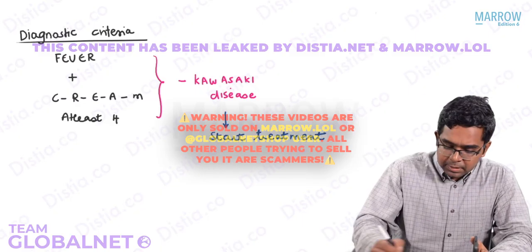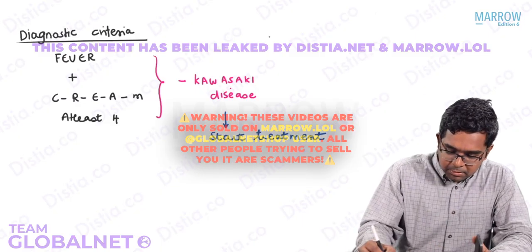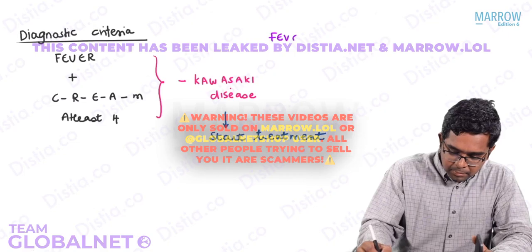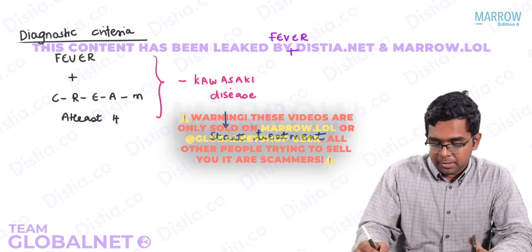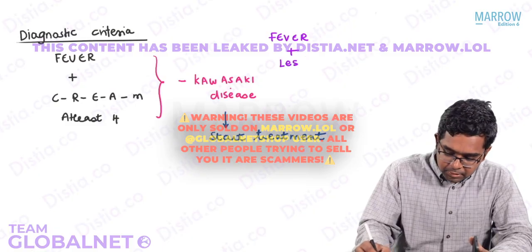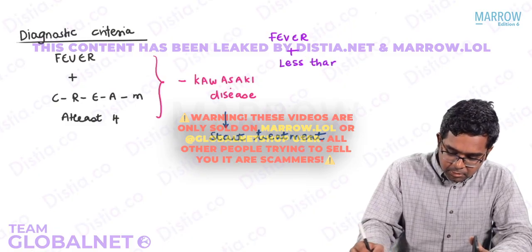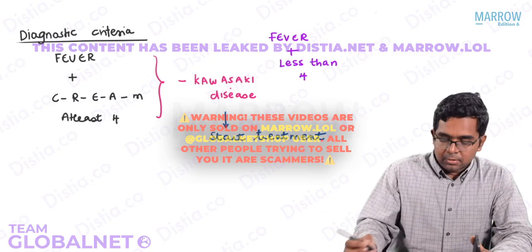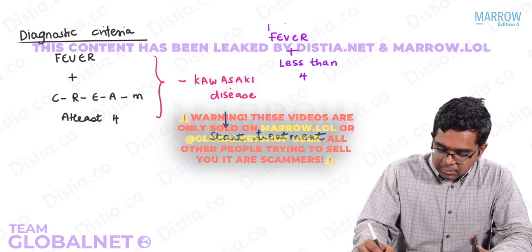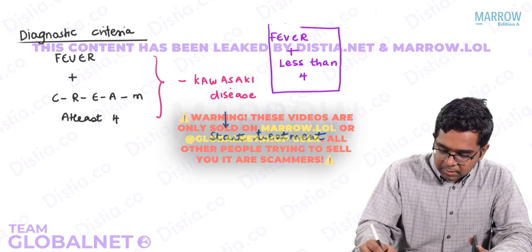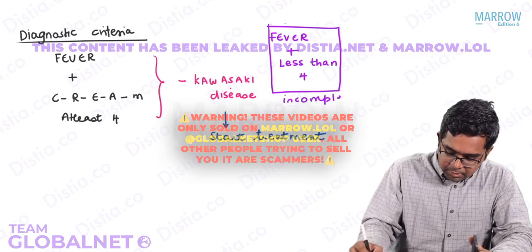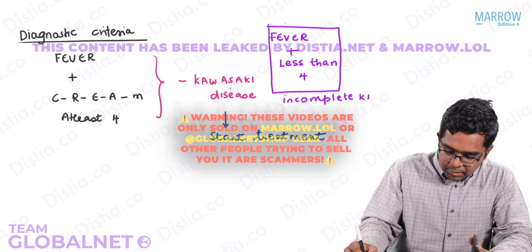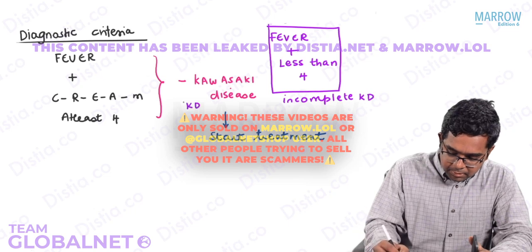Now, in some of the children, there can be presence of fever, but they don't have 4 out of 5 in that CREAM criteria. They have less than 4 criteria, for example, 3 criteria out of 5. Then what will you do? In these children, you will call it incomplete Kawasaki disease. Incomplete Kawasaki disease. I am writing it as KD. KD refers to Kawasaki disease.